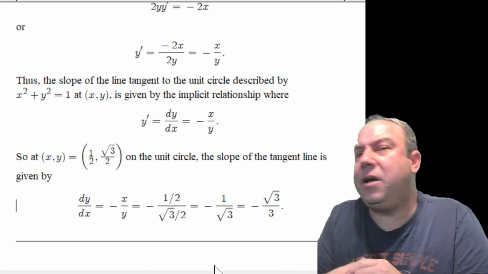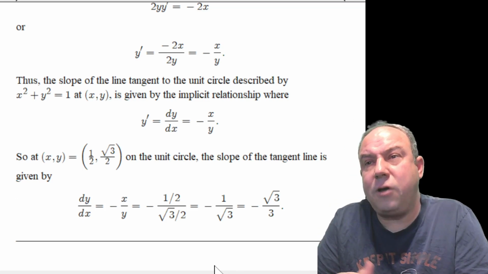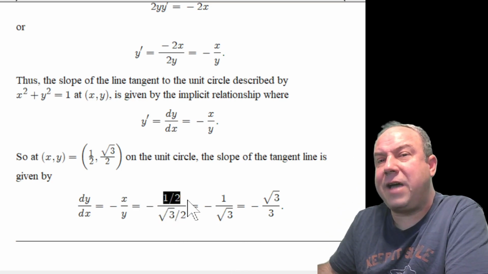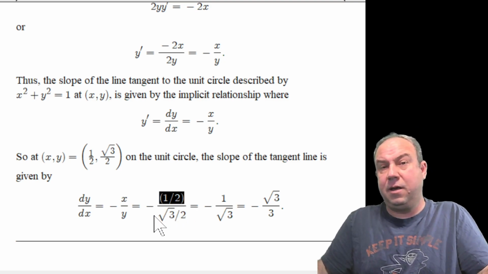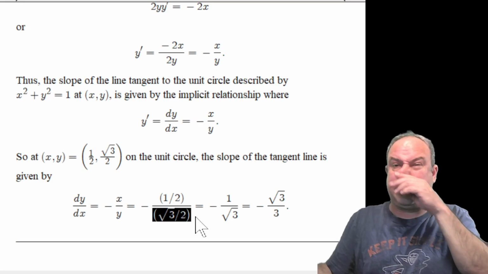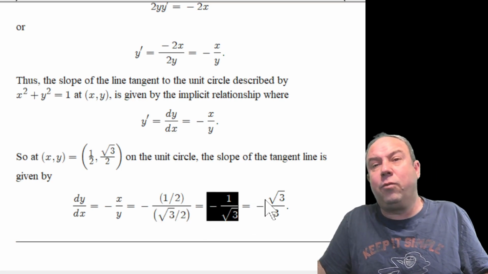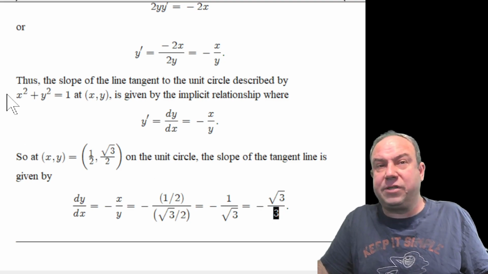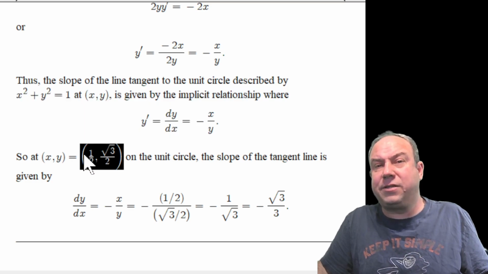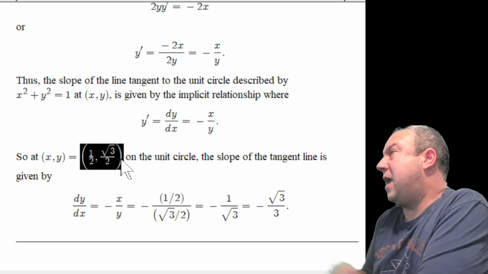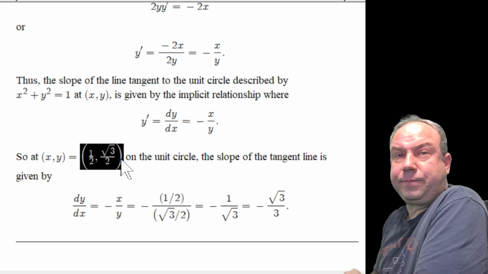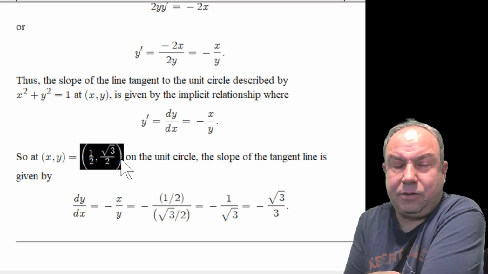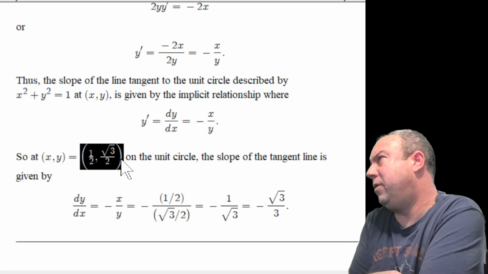So at 1/2 comma root 3 over 2 on the unit circle, the slope of the line tangent to the curve is actually given by the opposite of, and here's our value of x, right, being placed over our value of y in that ratio. And that does simplify to negative 1 over root 3, or negative root 3 over 3 in value. And if we were to sketch our unit circle and place ourselves at this coordinate, we would see the slope of that tangent line. Right? We would see the slope of the tangent line would match that value. Or at least it would be a negative slope.